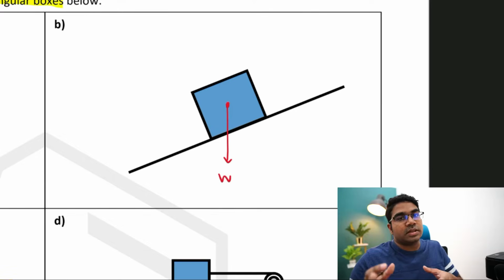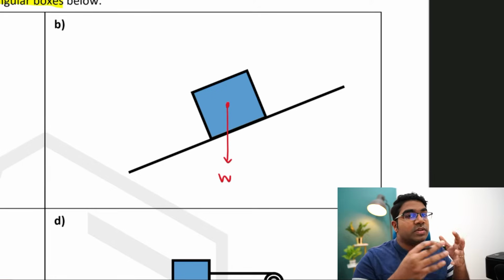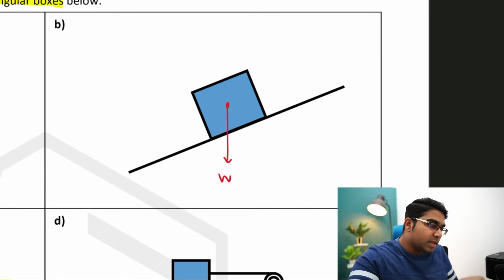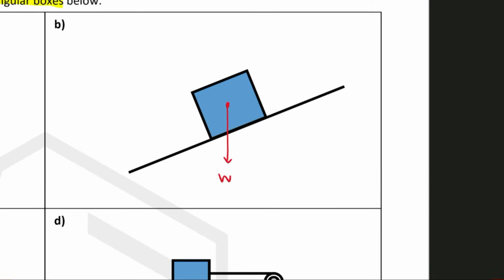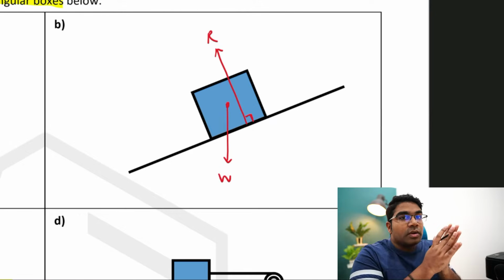Weight acts towards the center of gravity of the earth, which for us relatively is down. And then since the box is again pressing on the surface, by Newton's third law, we have a normal reaction. We call it the normal reaction because the angle is 90 degrees to the surface on which it is acting.